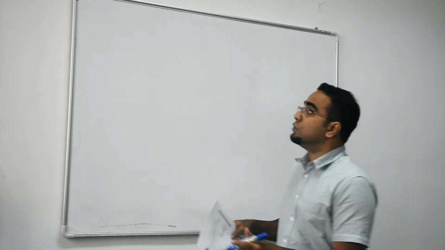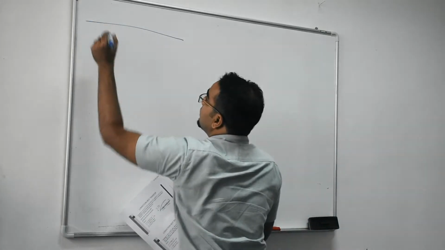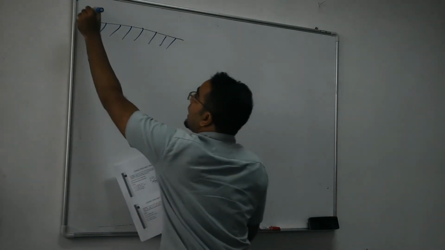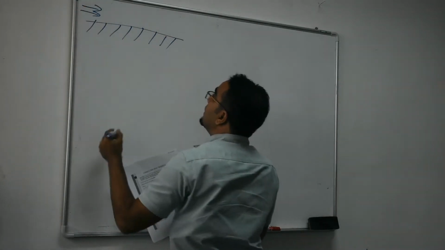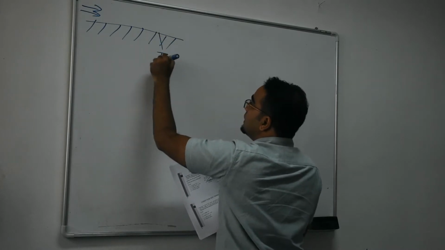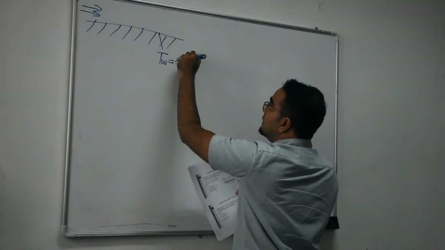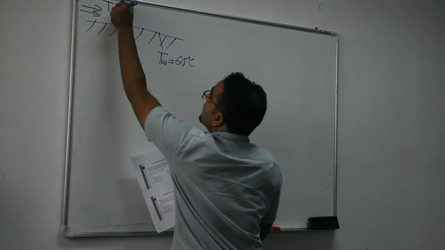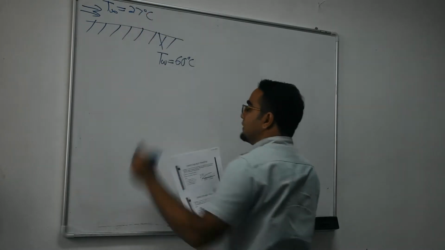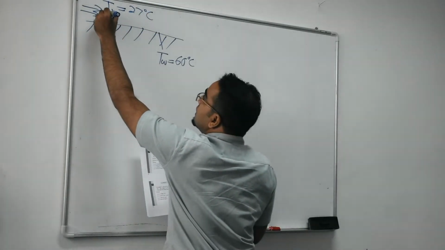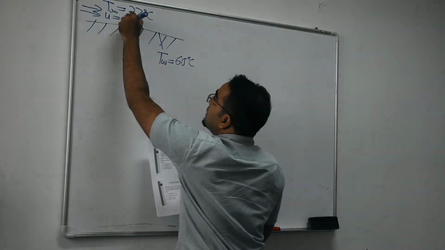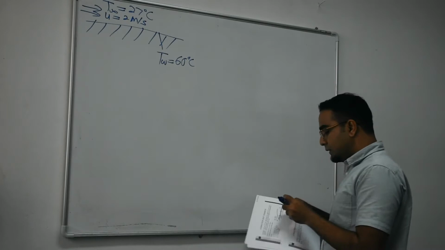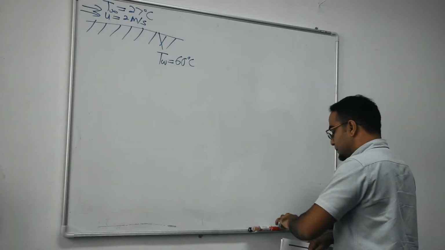So if you were to draw the plate, so let's say this is your flat plate, okay, and then air is flowing on top of it. The wall temperature TW is equal to 60 degrees Celsius, and the air temperature, the T infinite, is equal to 27 degrees Celsius. With the velocity U is equal to 2 meters per second. So the question is asking you to find the heat flux.